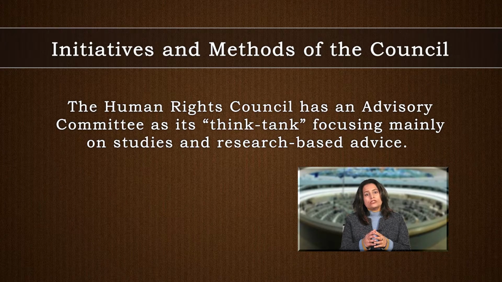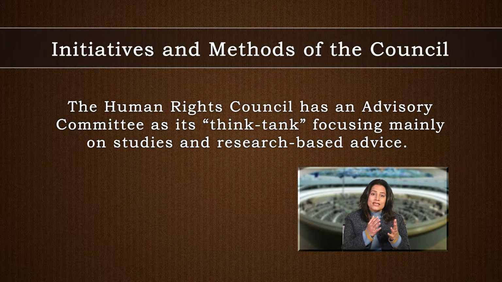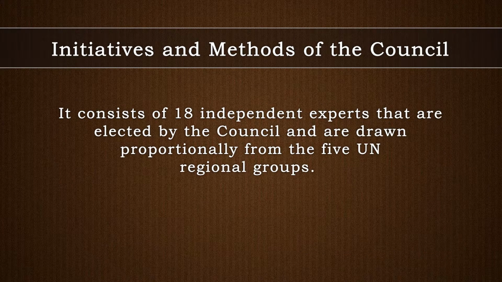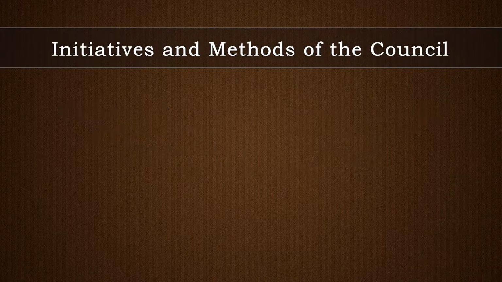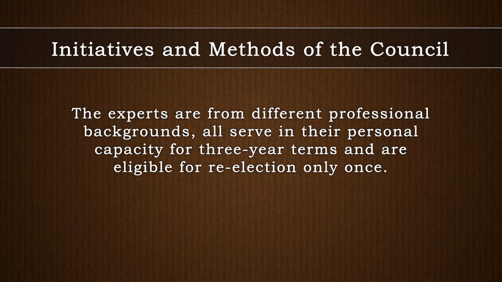The Human Rights Council also has an advisory committee as its think tank, which focuses mainly on studies and research based advice. It consists of 18 independent experts that are elected by the Council and are drawn proportionally from the 5 UN regional groups. The experts are from different professional backgrounds and serve in their personal capacity for 3-year terms and are eligible for re-election only once.